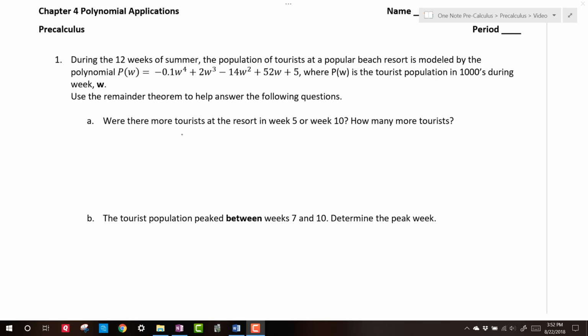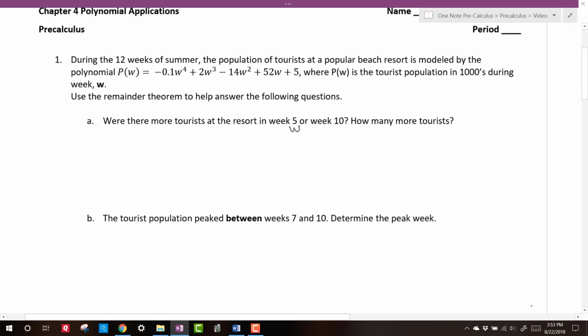Well, the remainder theorem is basically saying that my remainder in synthetic division is equivalent to substituting this value of W into the function. Now, I could substitute in 5 into the function and take out my calculator and do it that way and figure it out. But this is specifically saying use the remainder theorem. Okay? One second here.